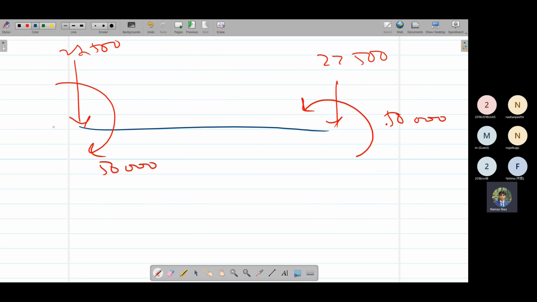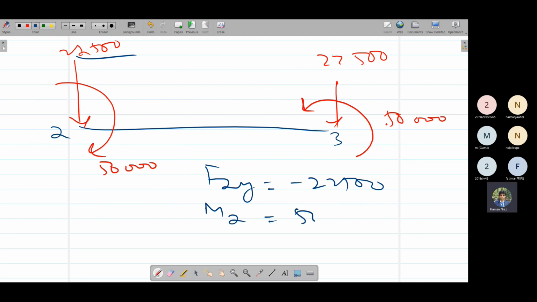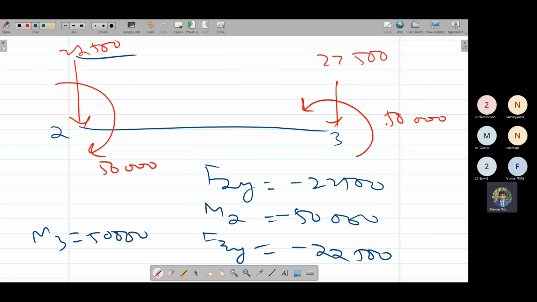So this was our point number 2. This was our point number 3. So our F2y would be minus 22,500. M2 is 50,000, and it is also negative because clockwise is negative here. F3y is again minus 22,500. And M3 is positive because it is counterclockwise, so it is positive, some value. I just suppose 50,000. So this way we can get the values.